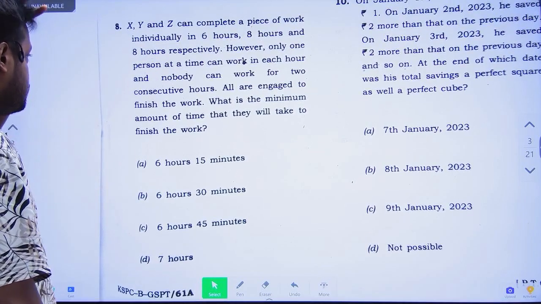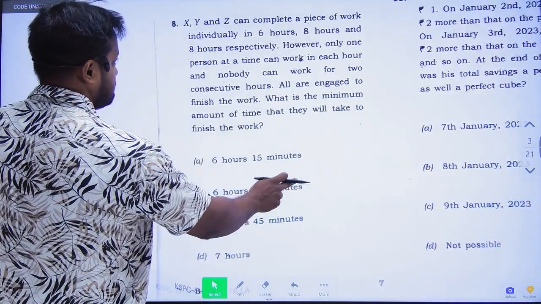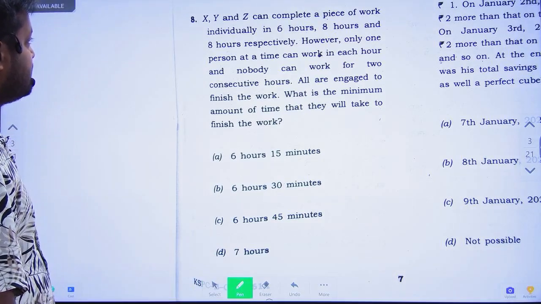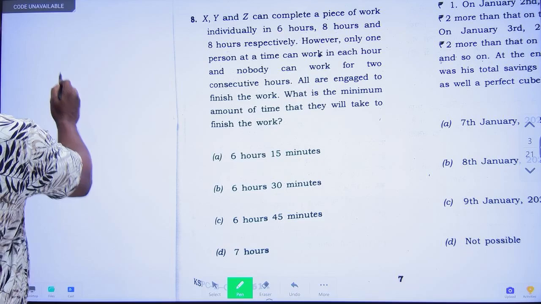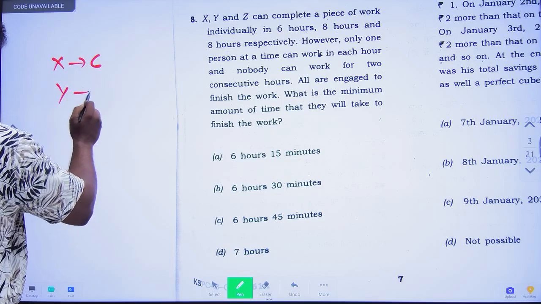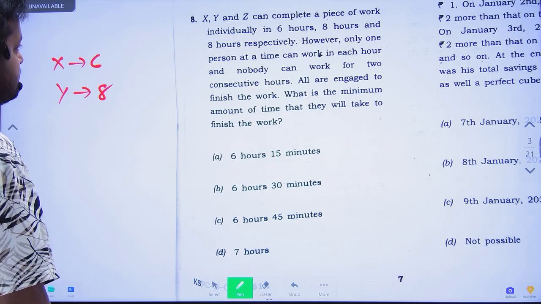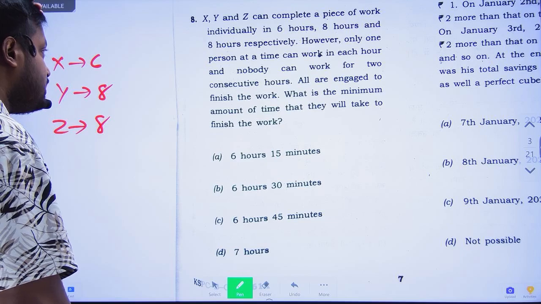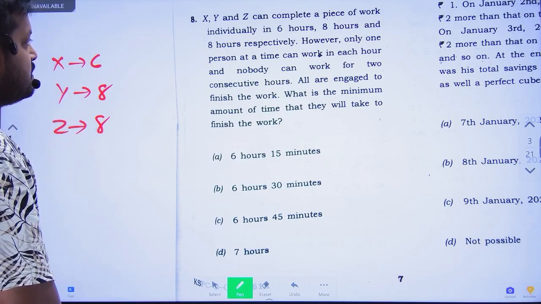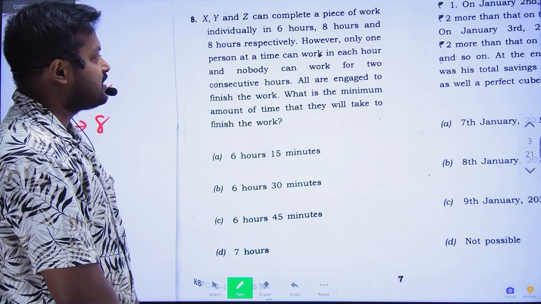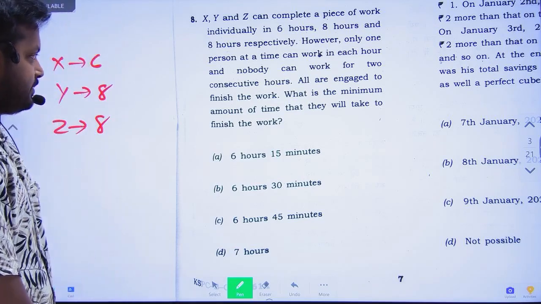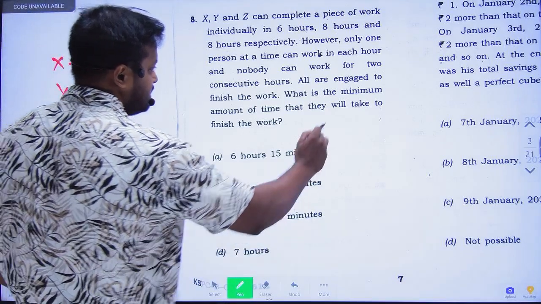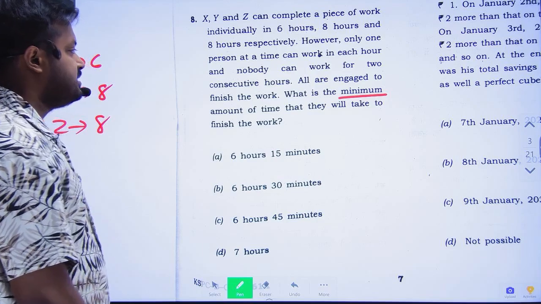XYZ can complete a piece of work in 6, X in 6, Y in 8 hours, and Z in 8 hours respectively. However, only one person at a time can work in each hour, and nobody can work for 2 consecutive hours. All are engaged to finish the work. What is the minimum amount of time they will take to finish the work?